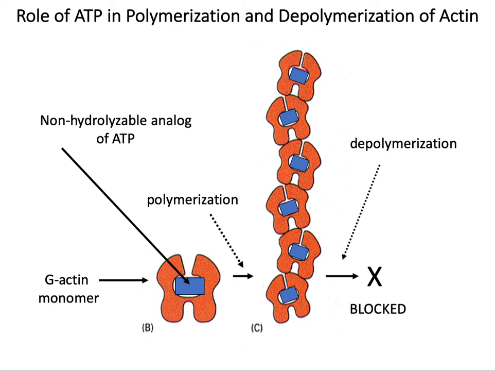So one of the questions the cell biologists had for a long time was, what was the role of nucleotide binding capabilities of these monomers? Why should G-actin monomers bind ATP? Did it play any role in polymerization or depolymerization? So a very clever experiment was done in vitro.